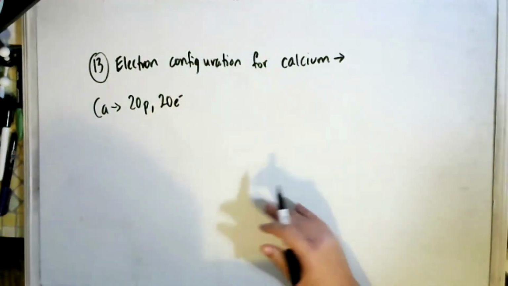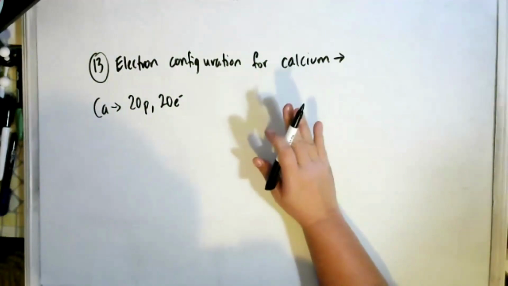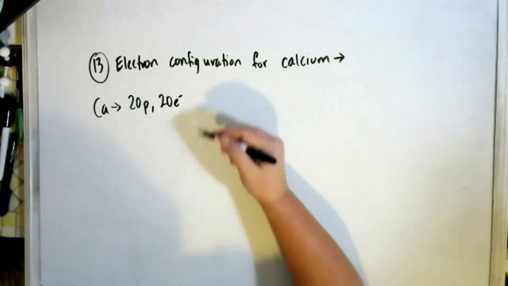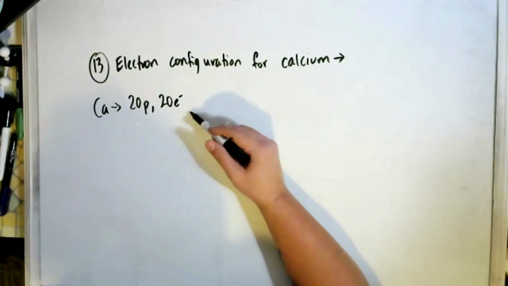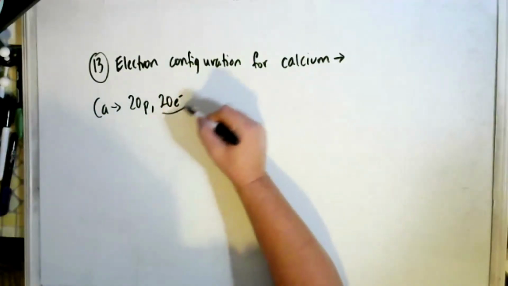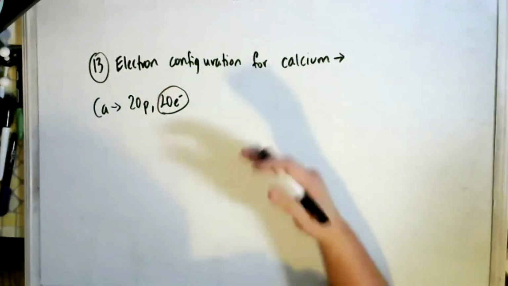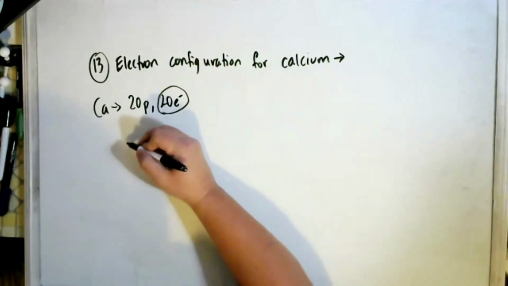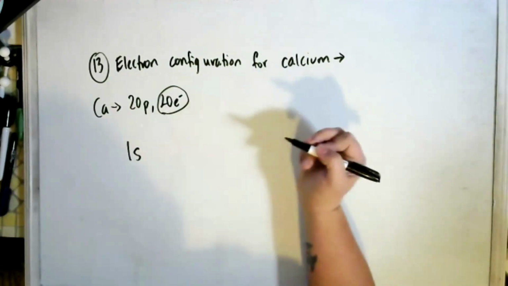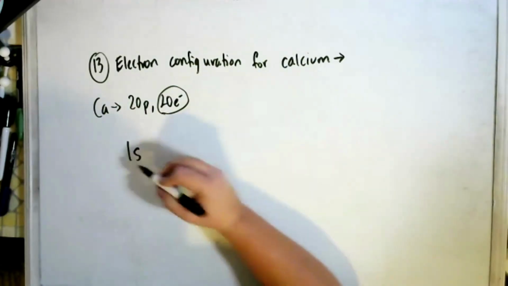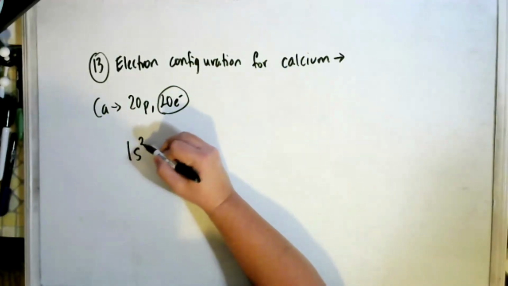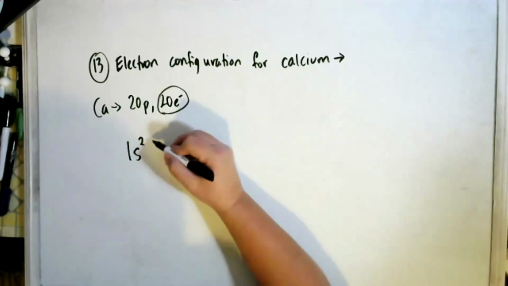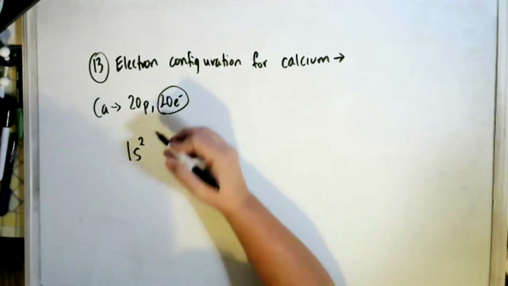And if it's not telling us that we're looking at an ion, we can assume that it's neutral. And so we want to fill these 20 electrons in the order that our periodic table tells us. So we start with our 1s sublevel, we fill that first, and our s sublevel can have 2 electrons in it. Then we're going to move on to the second energy level.